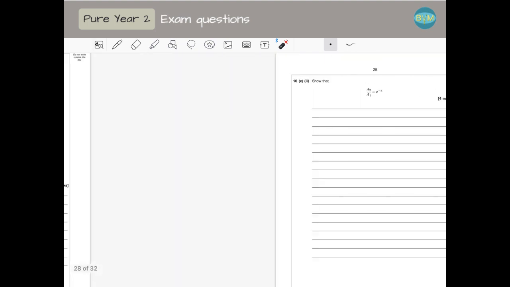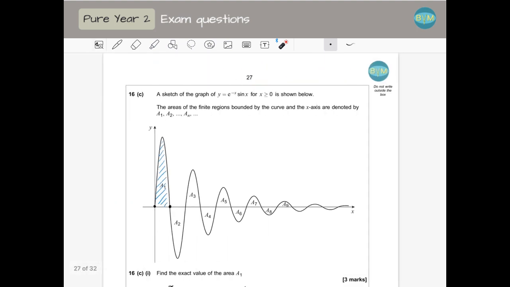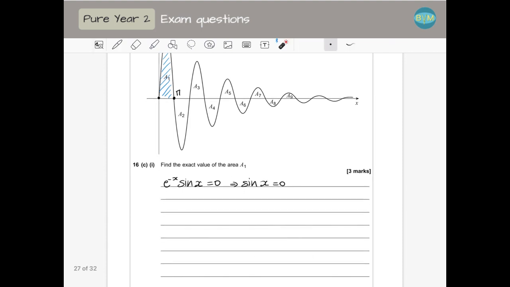I could use pi just because in the next part of the question they give us the angle in terms of pi, so they give the angle in radians. So I would use radians. This value is going to be pi, because if you check the question, they don't say anywhere anyways. So the exact area is going to be the integral of the function between 0 and pi. So e to the power of minus x sine x dx.